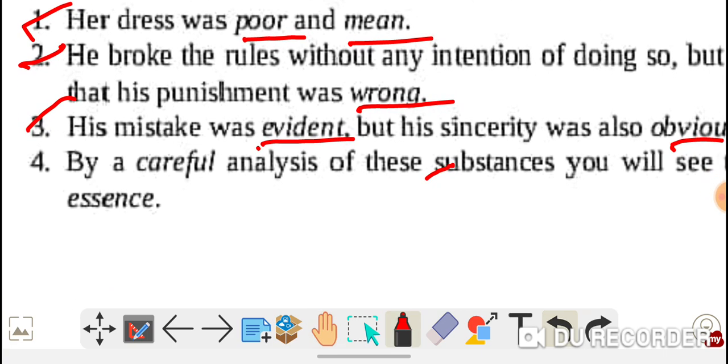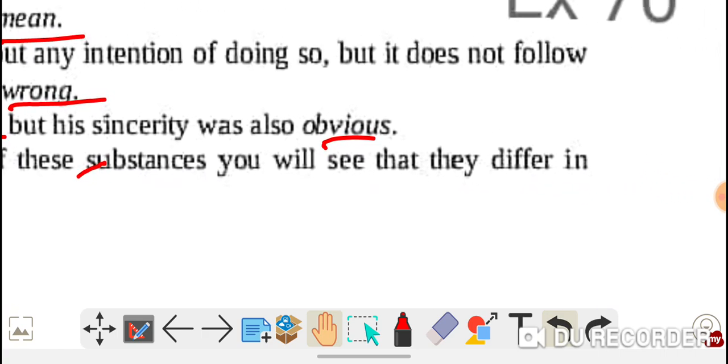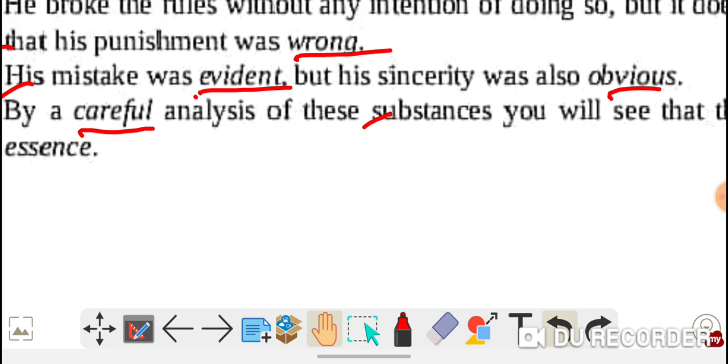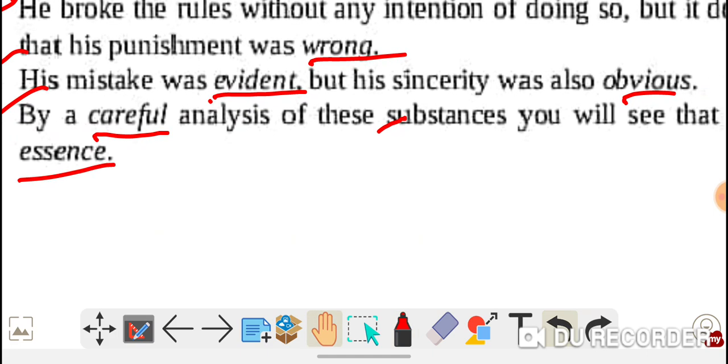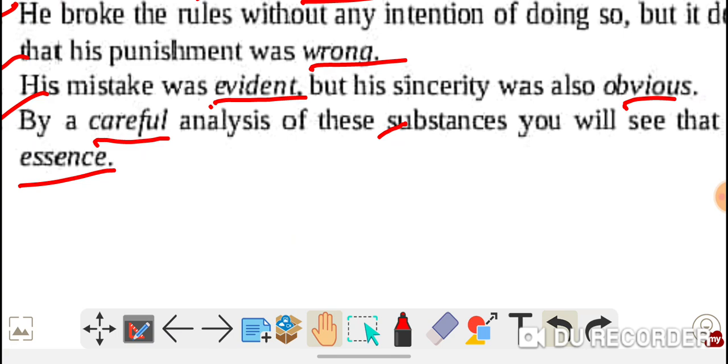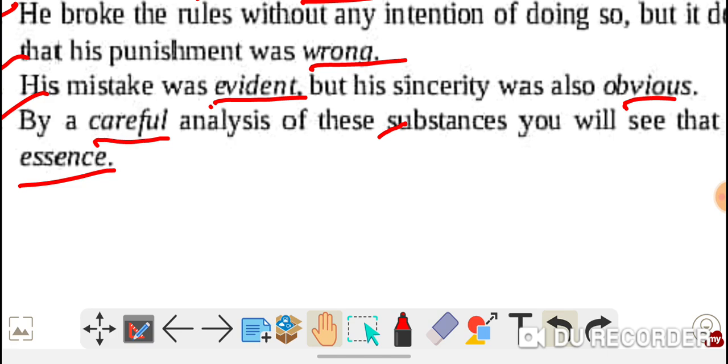The last one is very easy. By a careful analysis of these substances, you will see that they differ in essence. So here, two words, careful and essence. So what is the adverb form of careful? Carefully. And essence, essentially. This one is very easy. Please write it down. By carefully analyzing these substances, you will see that they are essentially different. Okay, I am repeating it.